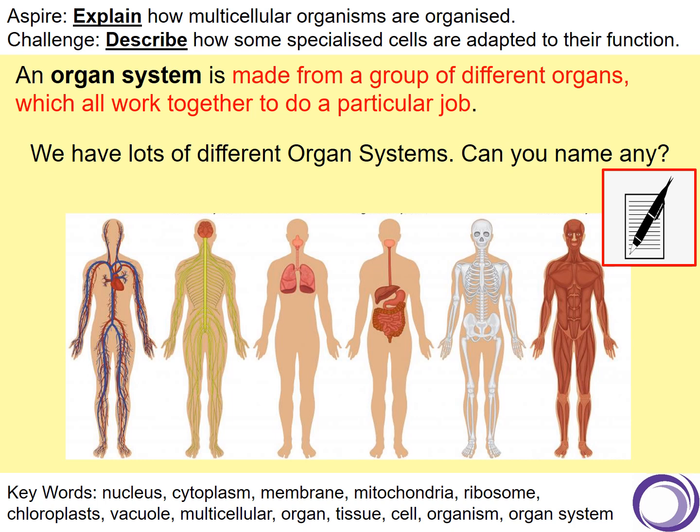Inside us, we have lots of different organ systems. What I would like you to do now is look at these 6 organ systems. I'm going to give you a minute and a half. Have a good look at them and write down what organ systems you think they are. Off you go.